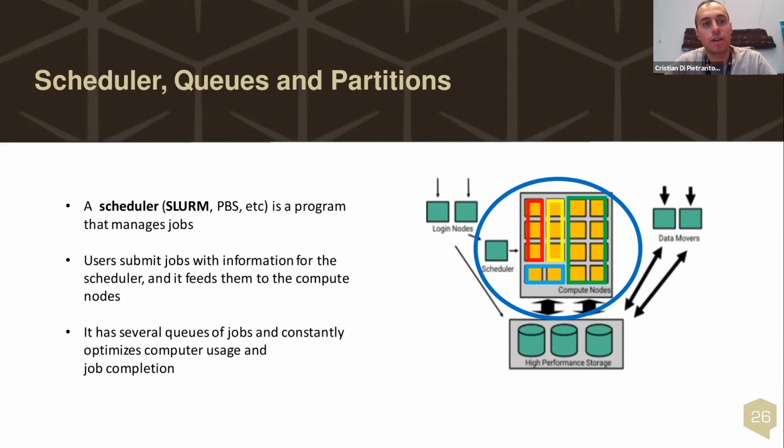The job of the scheduler is to optimize the usage of the supercomputer, that is, to fill all the compute nodes, or as many compute nodes as possible. And at the same time, it needs to provide a fair waiting time to all the users. So a user must not wait 3 months for his job to run.